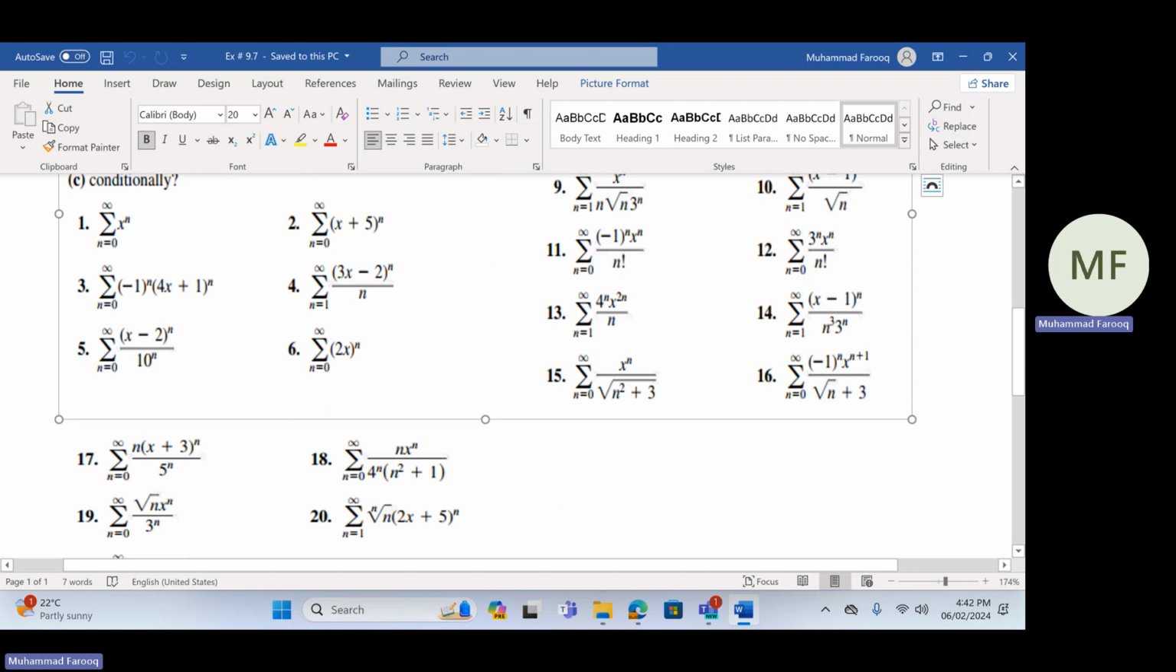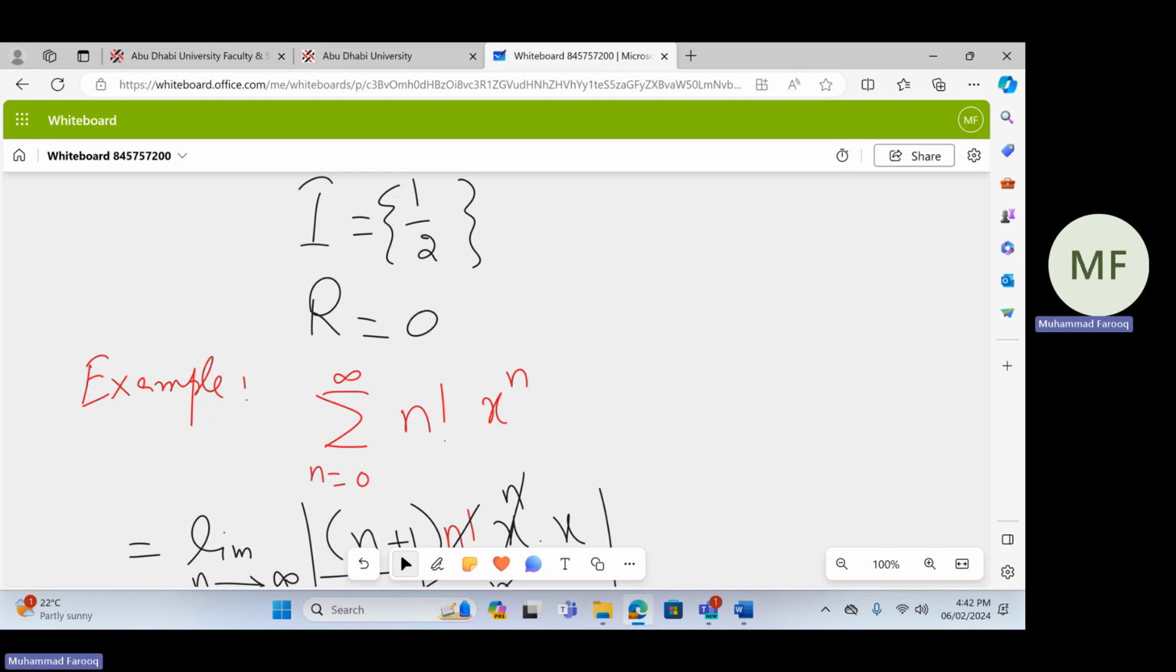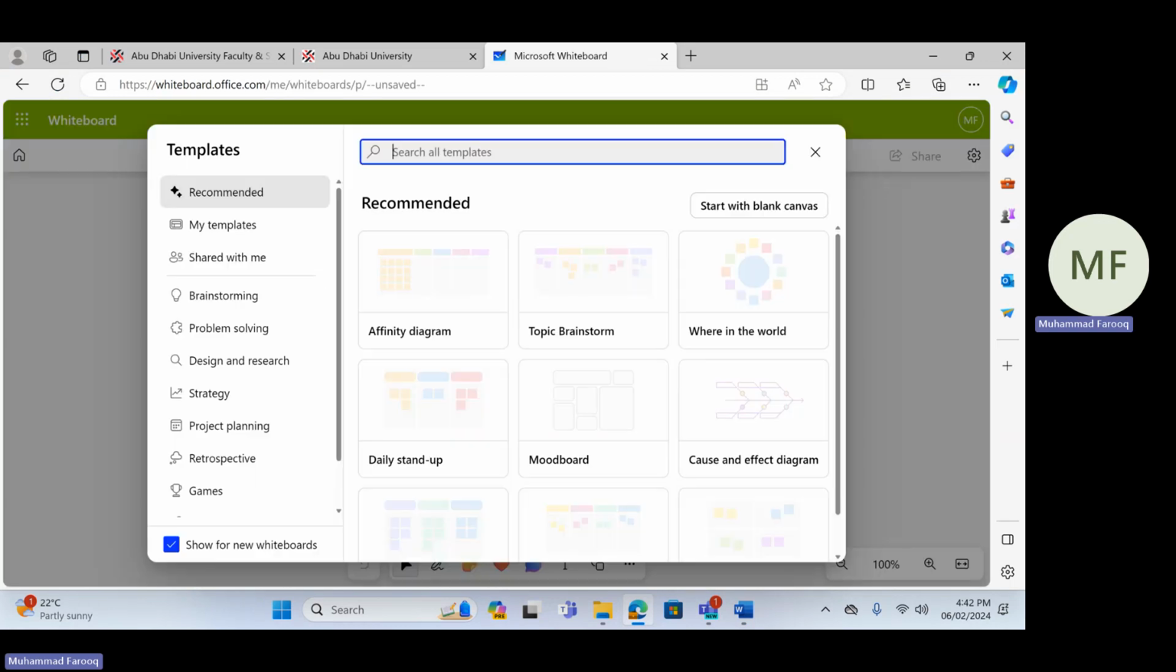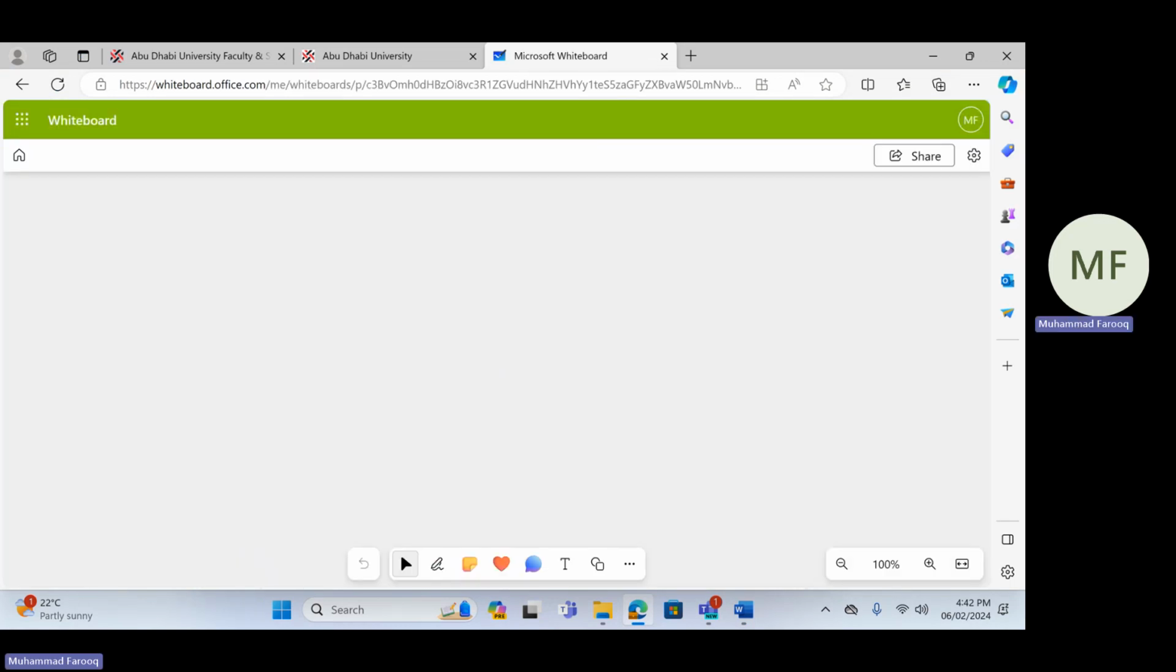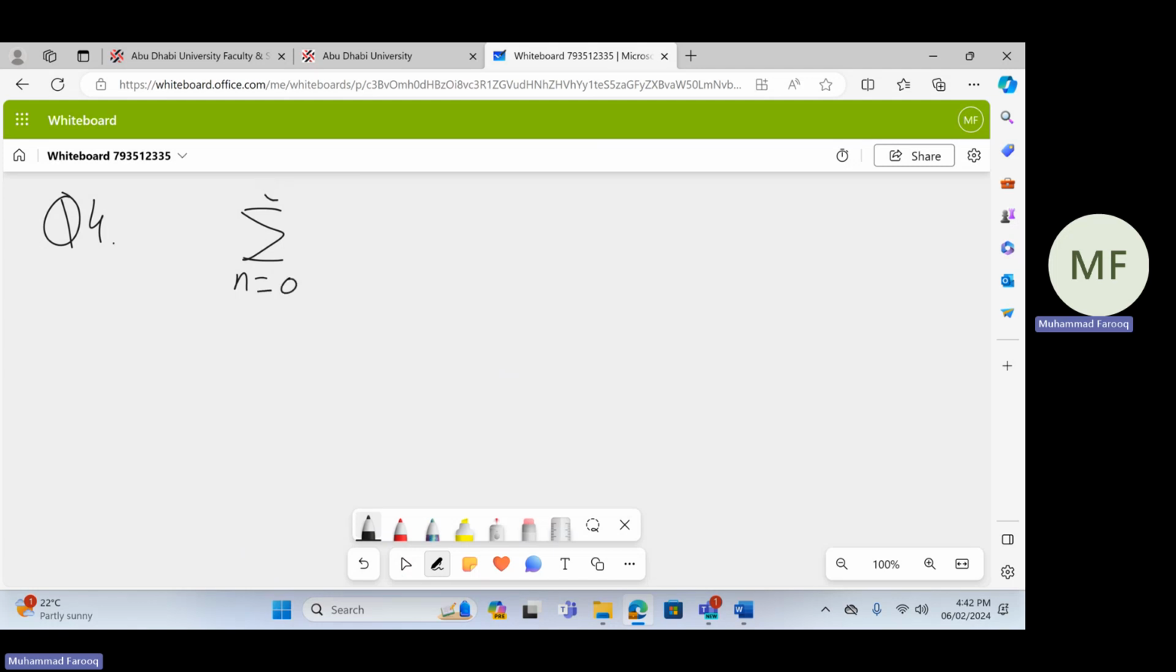Let's start with question number 4. Question 4, we can start this: 3x minus 2 power n divided by n. Okay, so question 4 is 9.7, number 4: sigma n equals 0 to infinity, 3x minus 2 over n, power n.